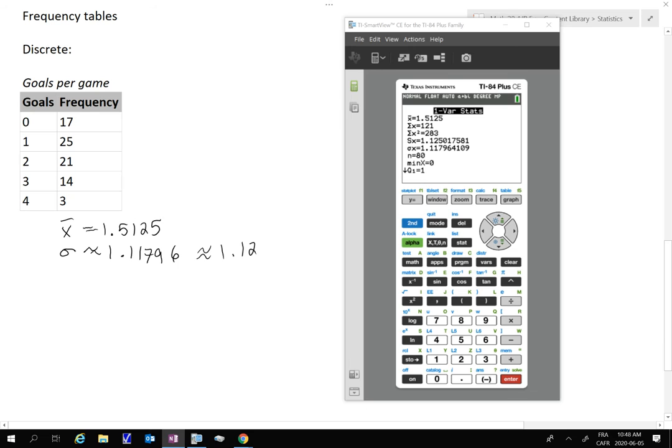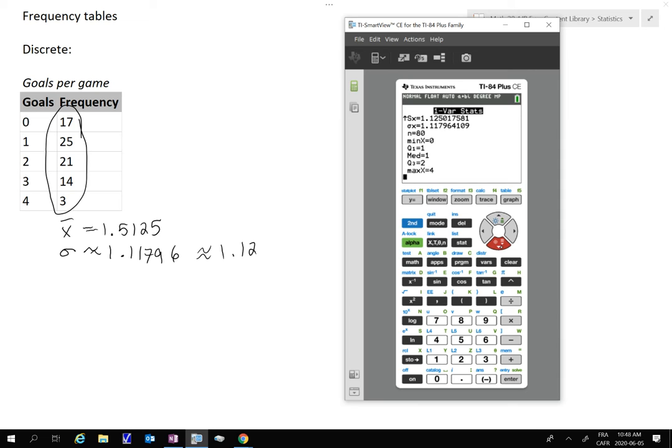N is 80, so what that means is if I were to add up all of these, this table is representing a total of 80 games. And I can see the minimum, Q1, median, Q3, and max. We will come back to that with a different set of data and talk about what that is, but you can scroll through all the information that it gives you.